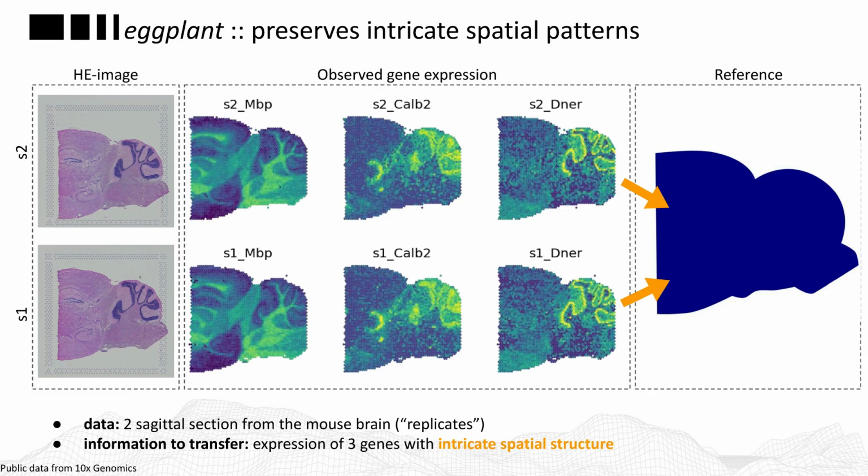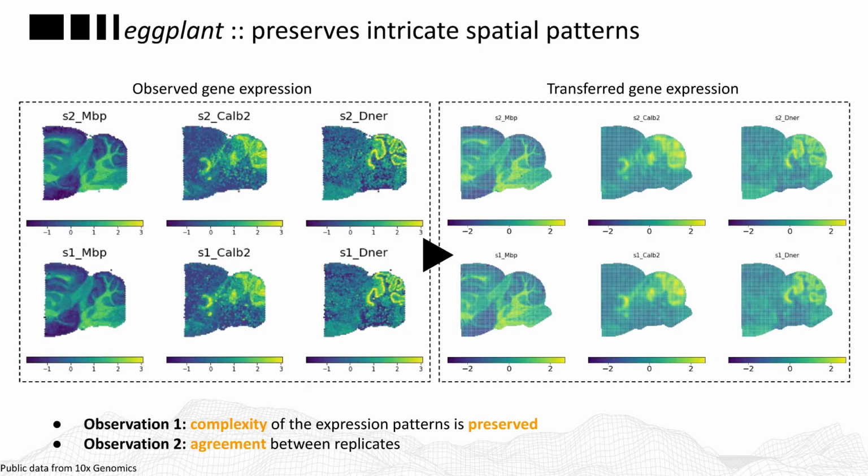And here we're going to be using a different dataset, and this is a sagittal section of the mouse brain, and it's public data from 10x Genomics. And what we have here are two different sections, and these are replicates. Essentially they are consecutive sections more or less. And we are looking at three different genes here: MBP, CALB2 and DNER, and we want to transfer this information contained in the observed data to this reference that you see to the right there. And this is the result of transferring the information contained within this observed data to the reference.